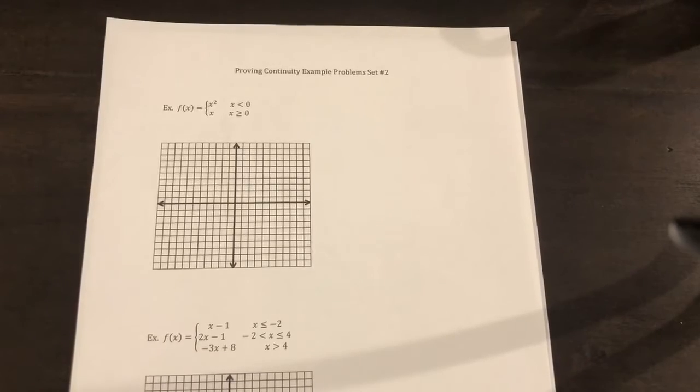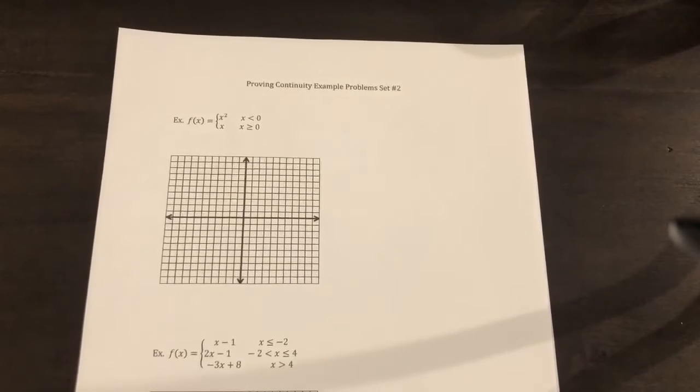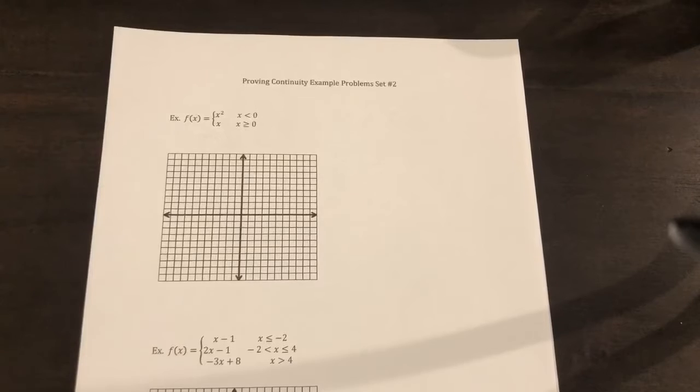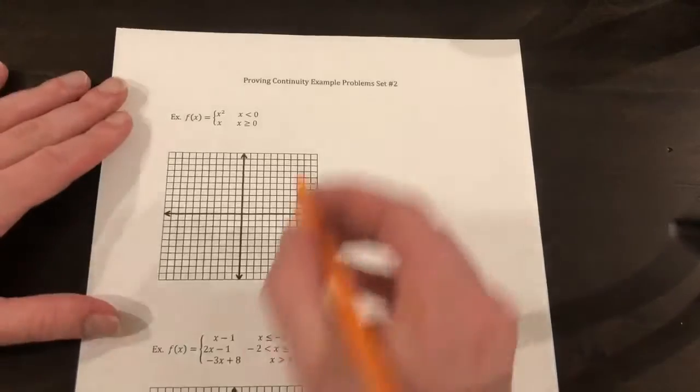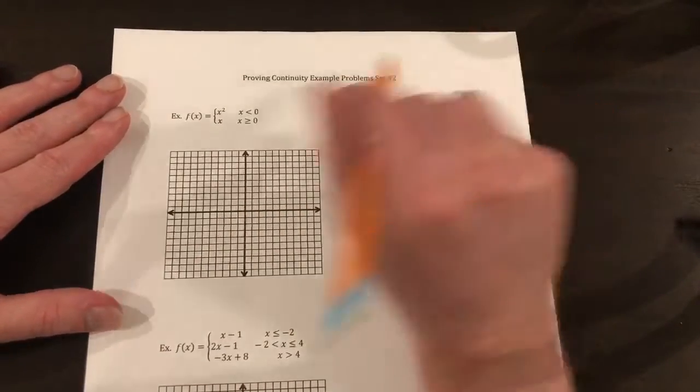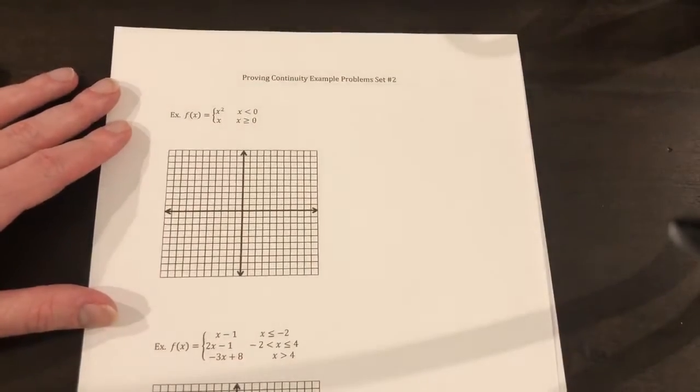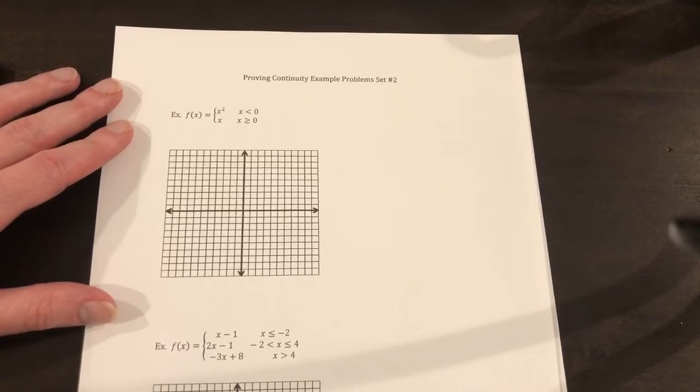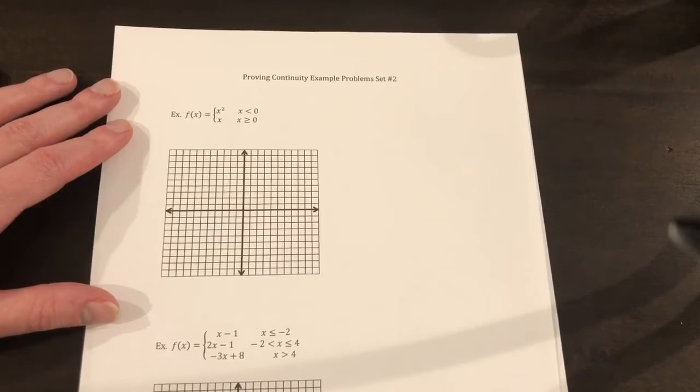Okay guys, so this is going to be our last note set over continuity. This will be continuity example problem set number 2. We're going to start with our 3 steps of continuity. Remember we said that f of a must exist, the limit as x approaches a must exist, and they have to equal each other for it to be continuous.